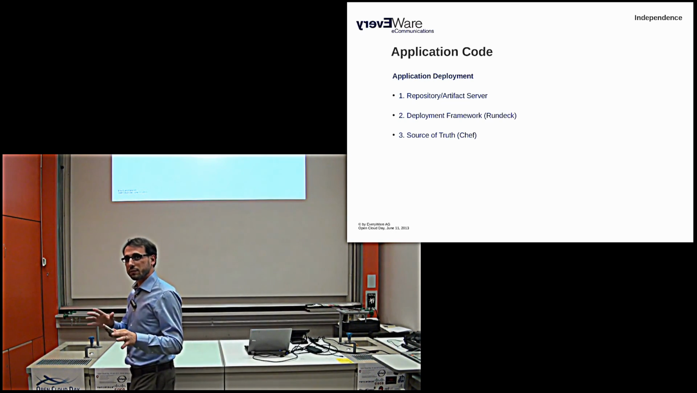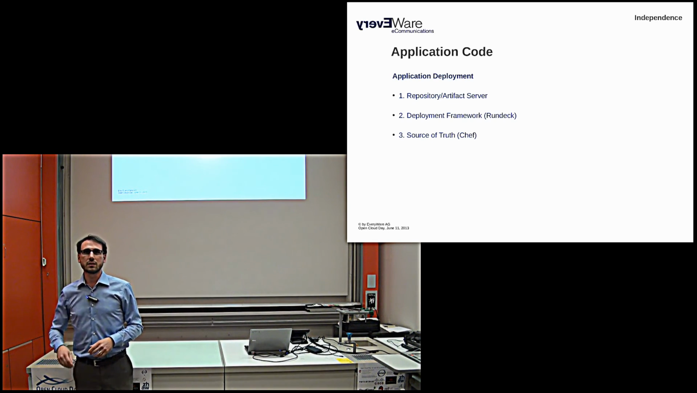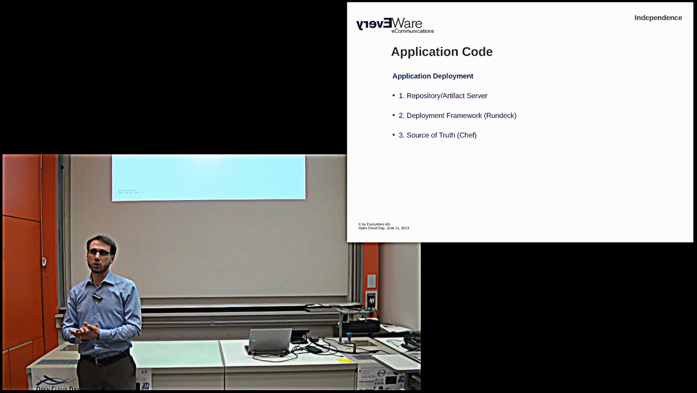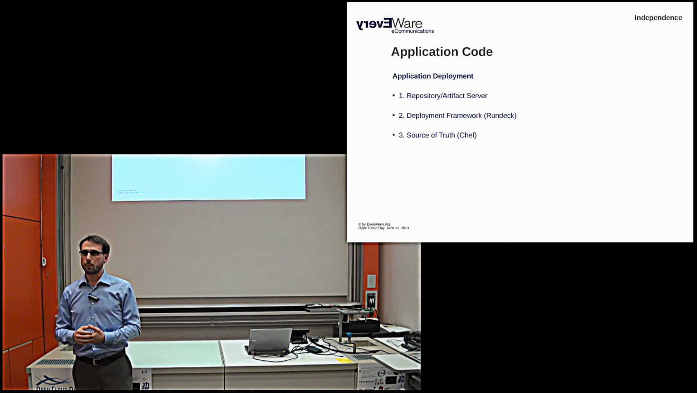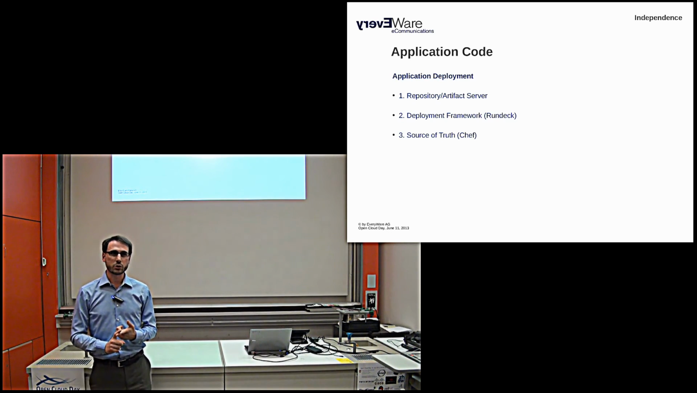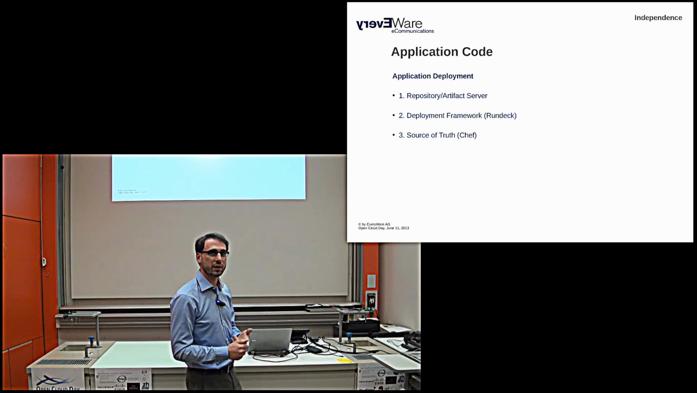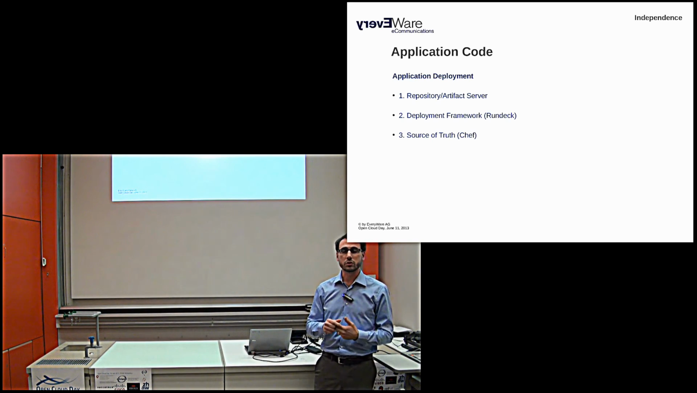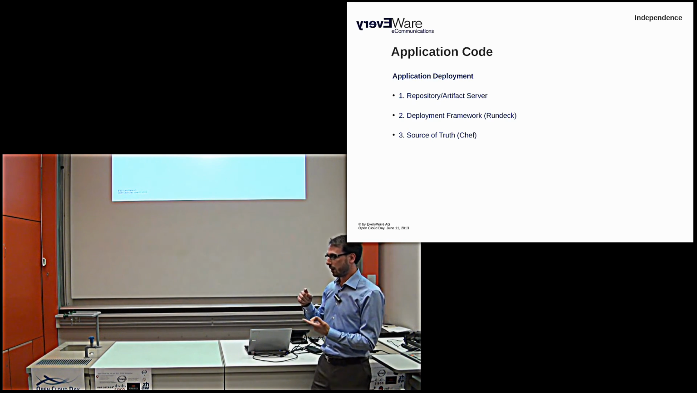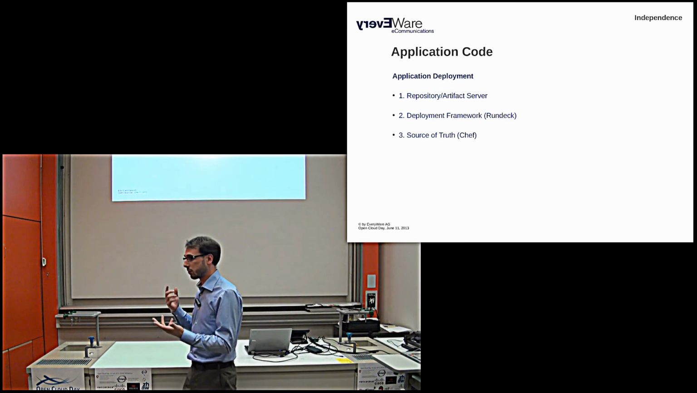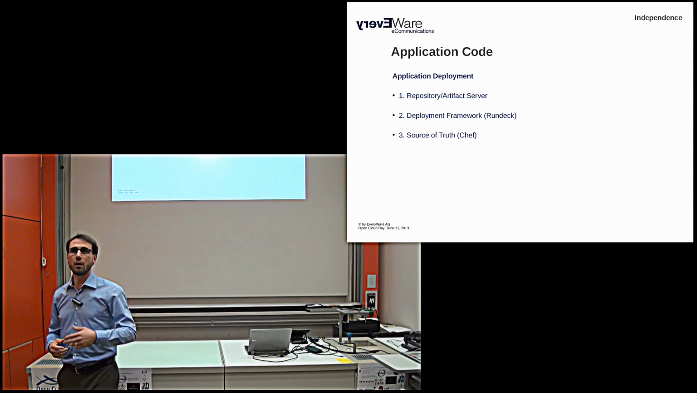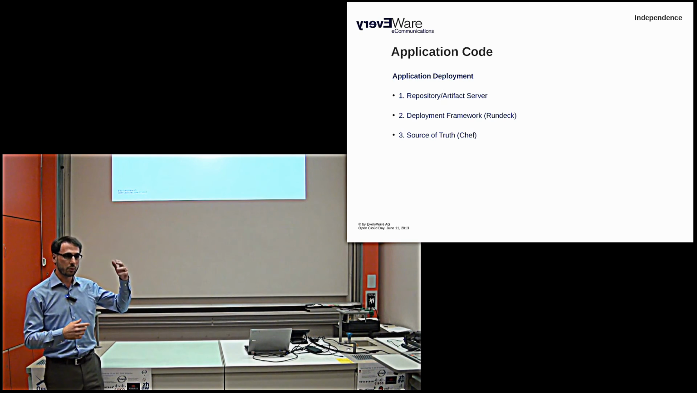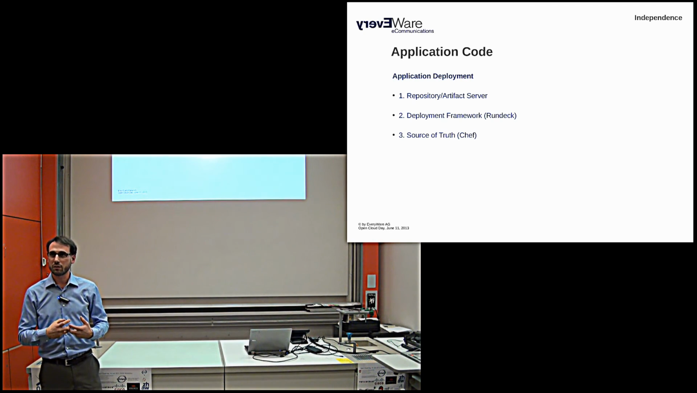The second piece of this independence is making sure that you have your application code in a way that you can deploy it to multiple nodes. You already have it checked into a repository, I'm sure, or have it deployed to an artifact server so that you can call it from anywhere, or anywhere that you need to. You have a deployment framework, for example, Rundeck, that will be able to take that code out of the artifact server and put it onto your nodes.